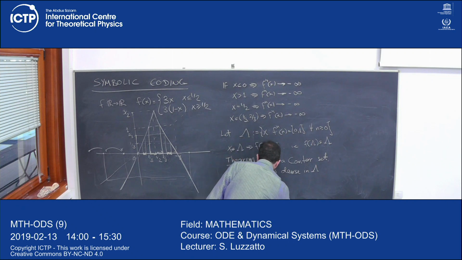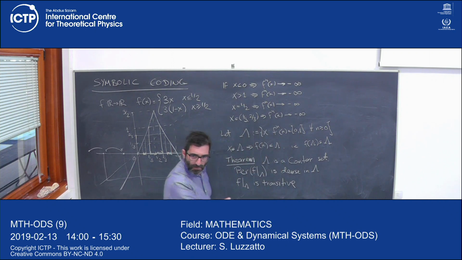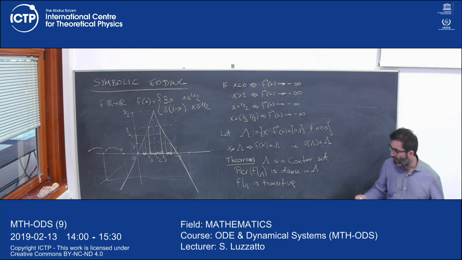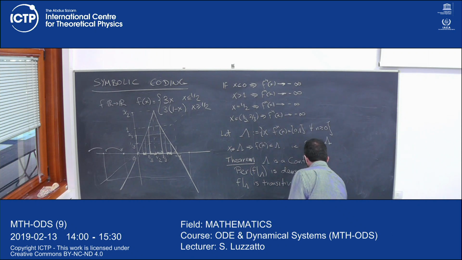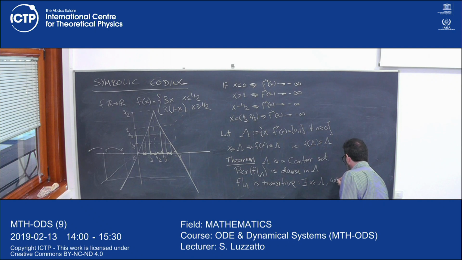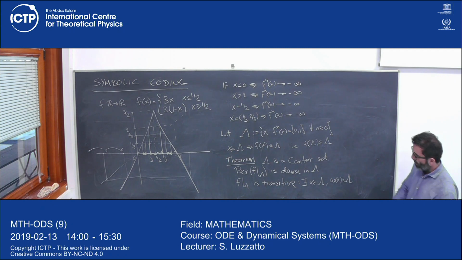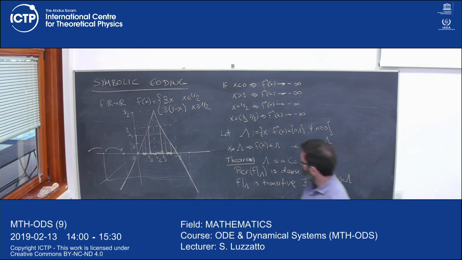is transitive. I can't remember if I defined formally transitive for you. No, but we defined it in tutorial. Alright, so transitive means it has a dense orbit. So there exists x in lambda such that omega x equals lambda. That's another way of saying that it has a dense orbit, because the omega limit set is all the accumulation points, and saying every point in lambda is an accumulation point is the same as saying it has a dense orbit. Okay, so this is the theorem.